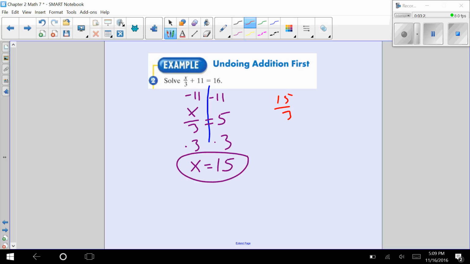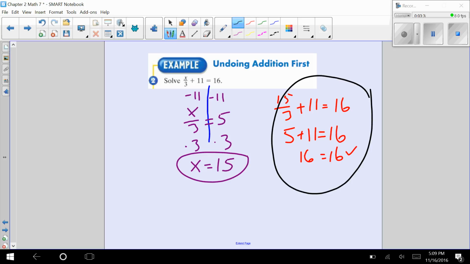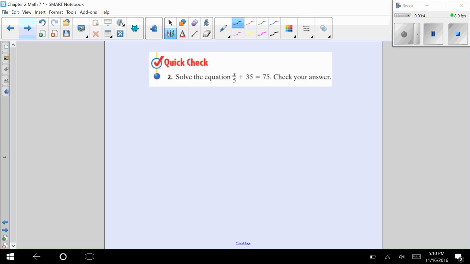15 over 3 plus 11 equals 16. 15 over 3 is 5. Plus 11, 5 plus 11 is 16 equals 16. Notice that when we are checking our answer, we are using the order of operations because we just have numbers. So try this one on your own using those exact same steps.